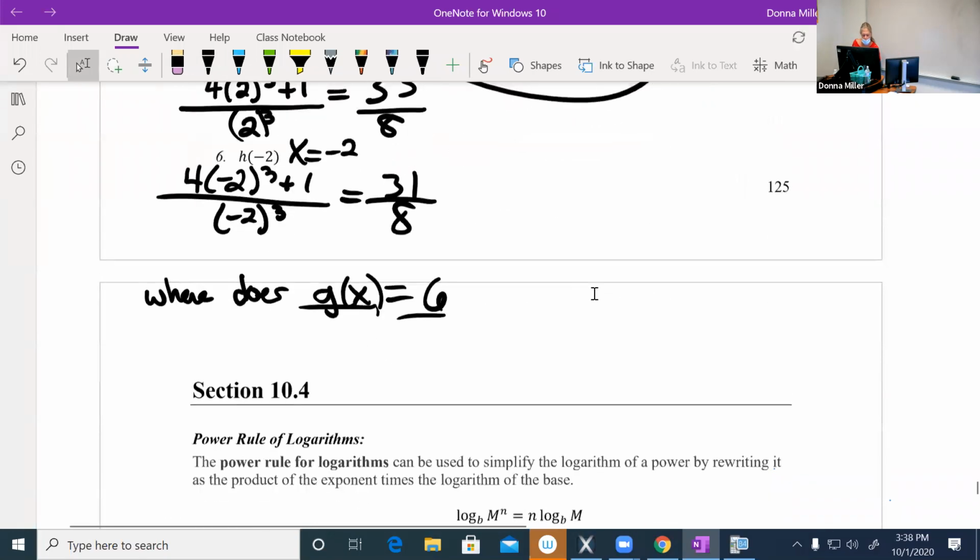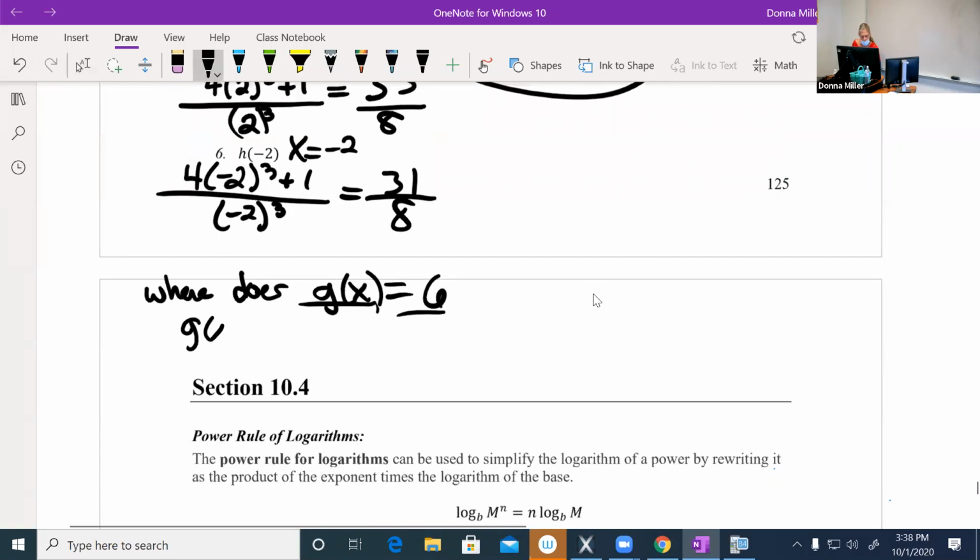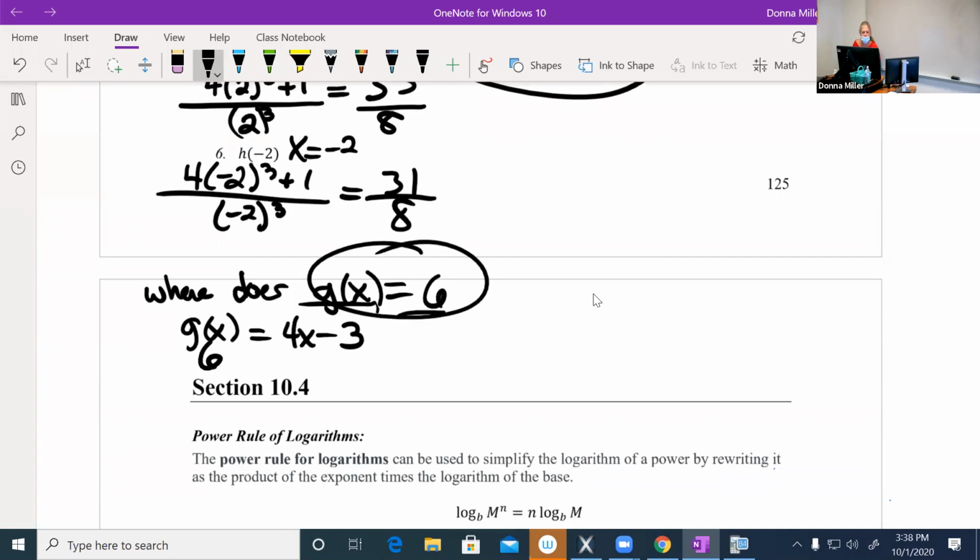is g of x is 4x minus 3. What they're doing is they're giving you y, so they're telling you that that's 6. Okay. And then I can solve for x. So if I add 3 over, I get 9. Divide by 4. Right? So x would be 9/4. Okay, so if the number's on the outside, it's y. If the number's on the inside, it's x.